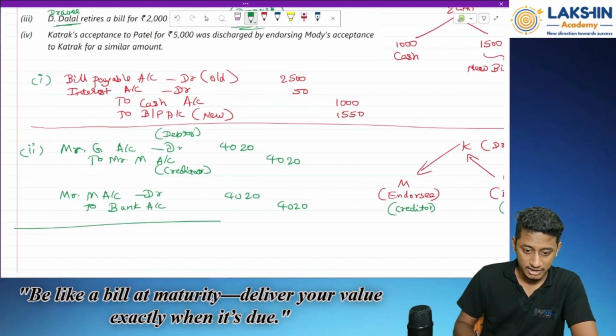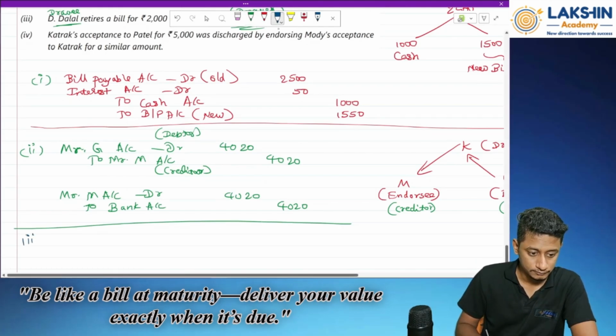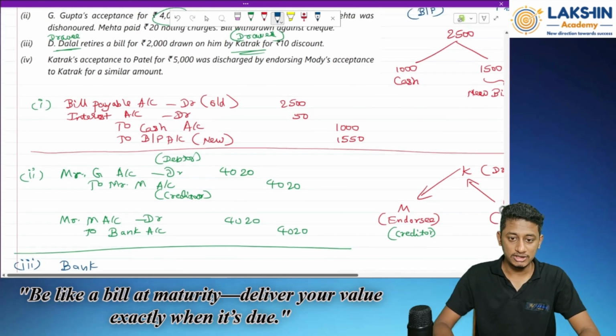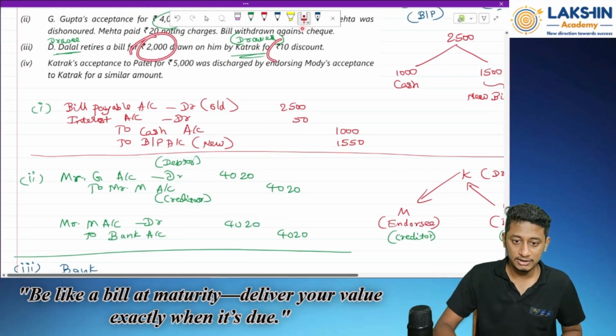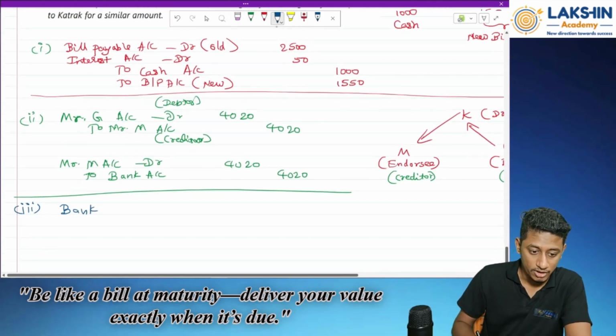The third one, the journal entry will be: I have received money in my bank account. How much have I received? 2,000 rupees minus 10 rupees discount. So how much have I received? 1,990 is what I have received. So bank account is debited by what?